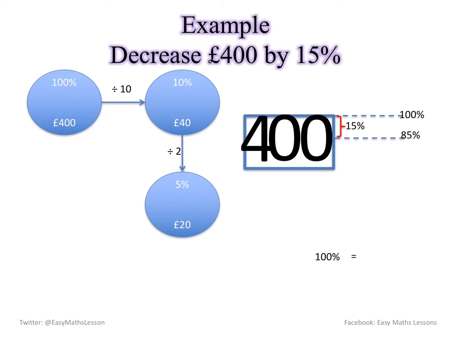So 100% is £400. My 15%, which because it's a decrease, I need to take away, is now £60. So £400, take away the £60, will leave me with 85% of the original amount, which is £340.